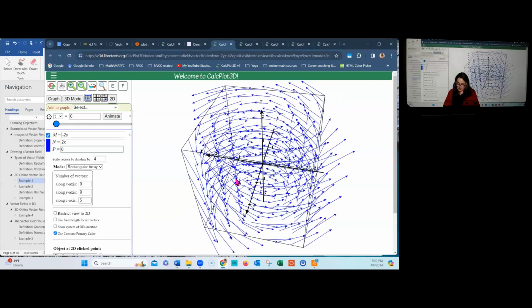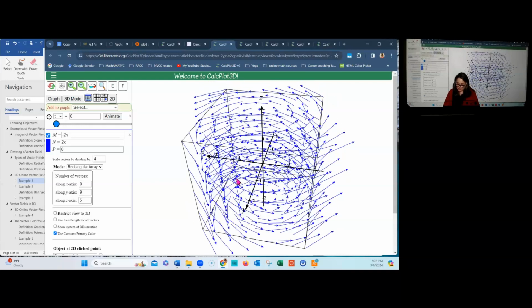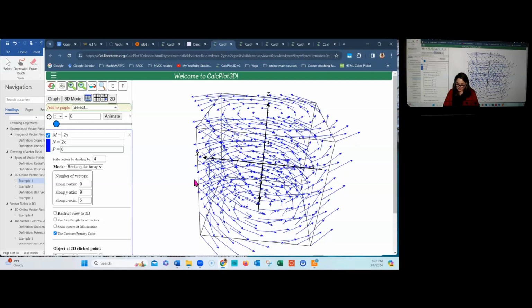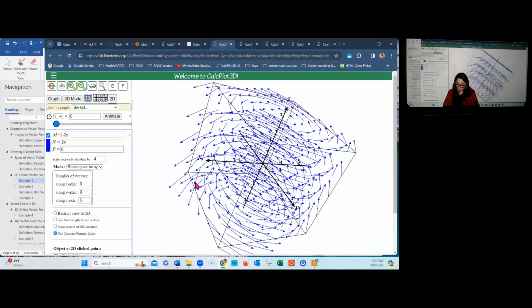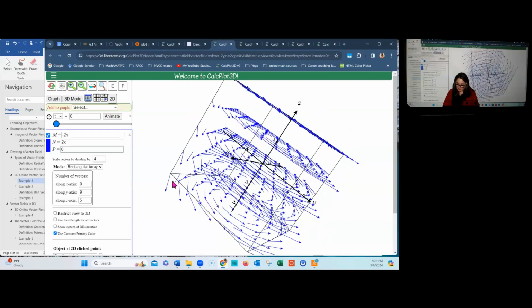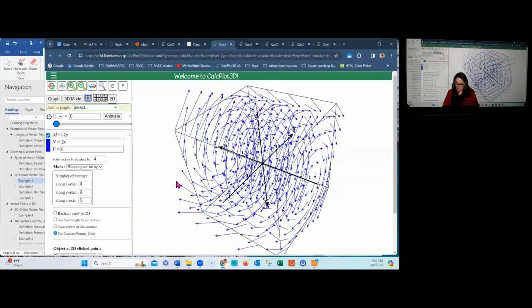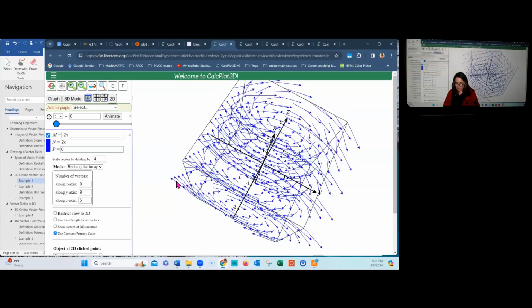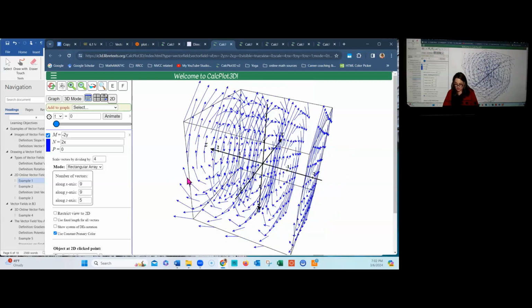And again, it can be a little hard to tell in a 3D vector field what's actually happening. What can help a little bit is to move it around, and then you can see a bit better the flow of the vector field.